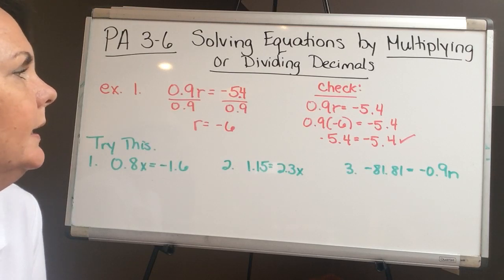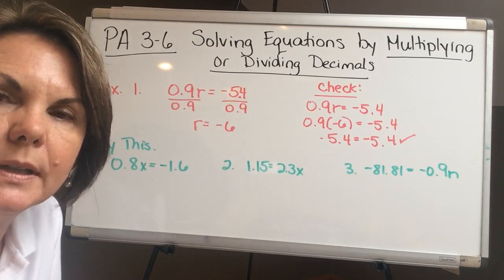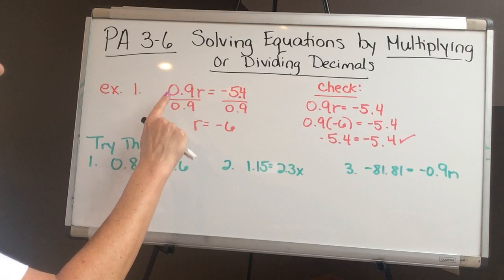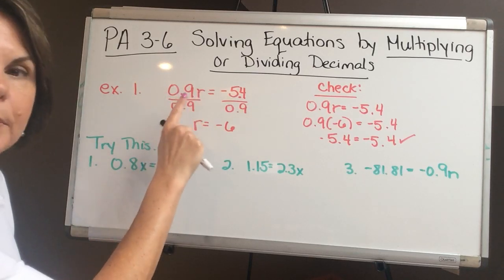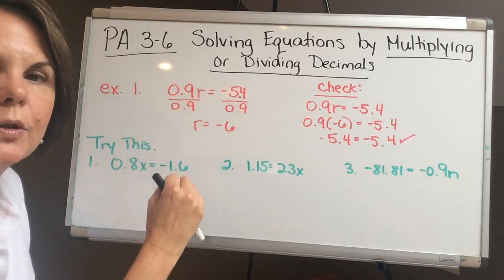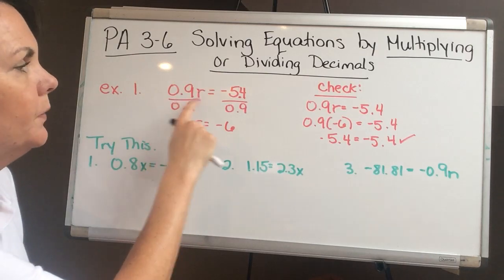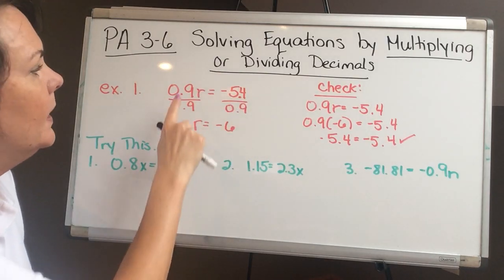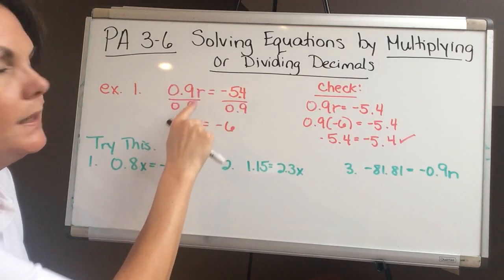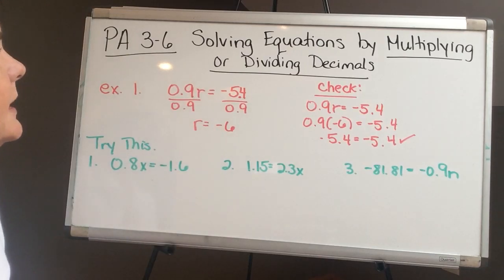0.9r equals -5.4. So the 0.9 is attached to the r through multiplication. So we use the inverse operation, which is division. That's what the fraction bar means right here. And we want to divide by the number that's attached to the variable. So in this case, we're going to divide by 0.9.